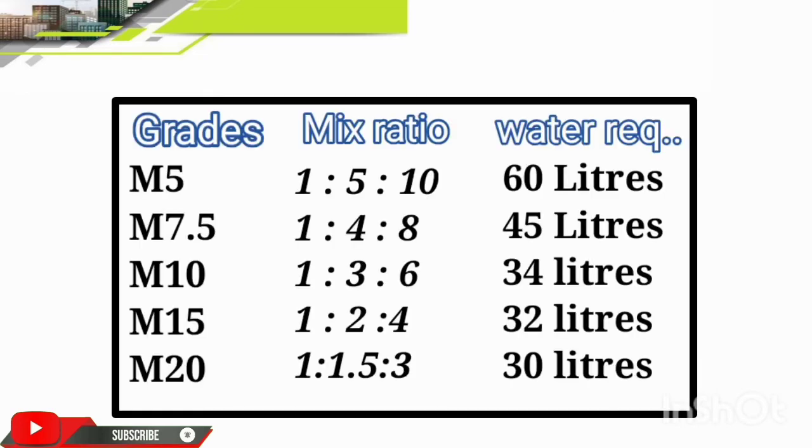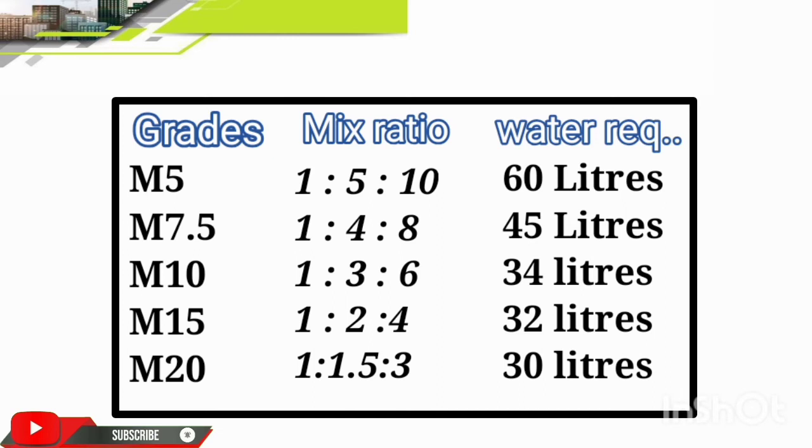for that particular grade. The first one is M5, then M7.5, M10, M15 and M20. Mix ratio of M5 is 1:5:10. For M7.5, the mix ratio will be 1:4:8. For M10, the mix ratio will be 1:3:6. For M15, the mix ratio will be 1:2:4. For M20, the mix ratio will be 1:1.5:3.